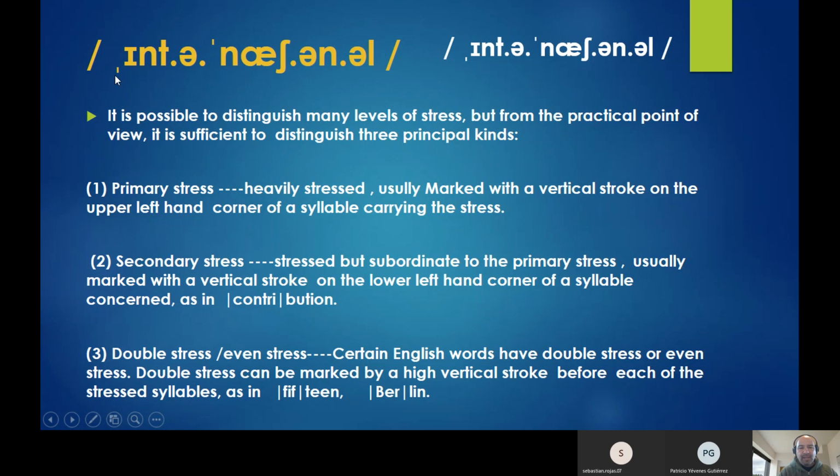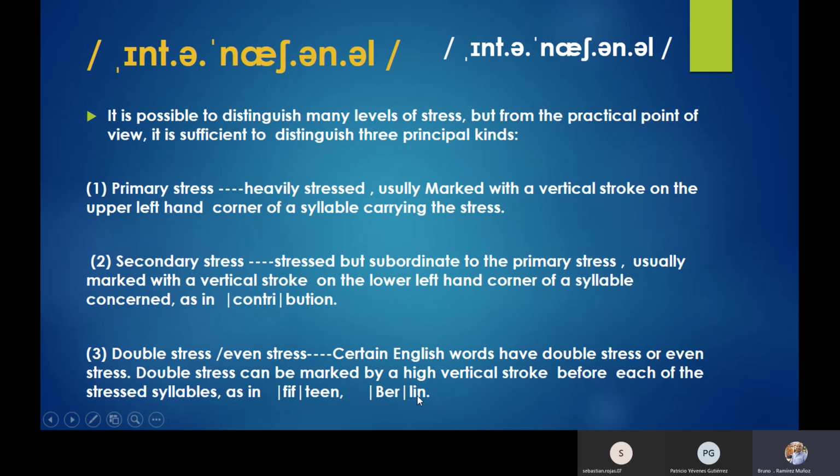Okay, so let's keep this very simple so far. Primary stress is always present in words. Secondary stress is usually present in long words, right? And double stress or even stress is present in some words. We're going to see this, it is not so common, but it exists, like in words such as fifteen or Berlin. Fifteen, Berlin. Okay.